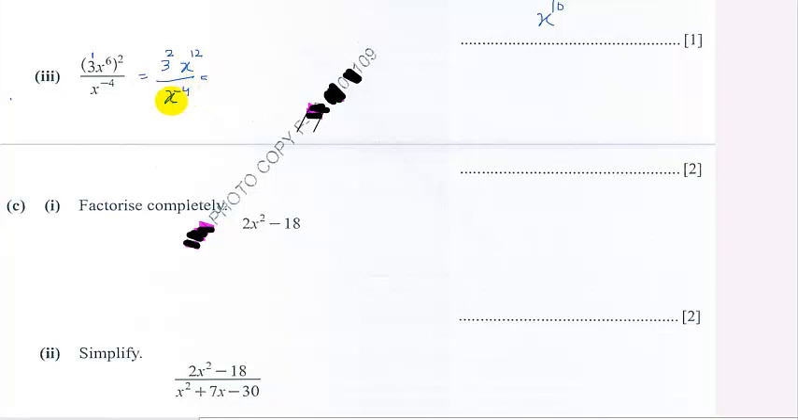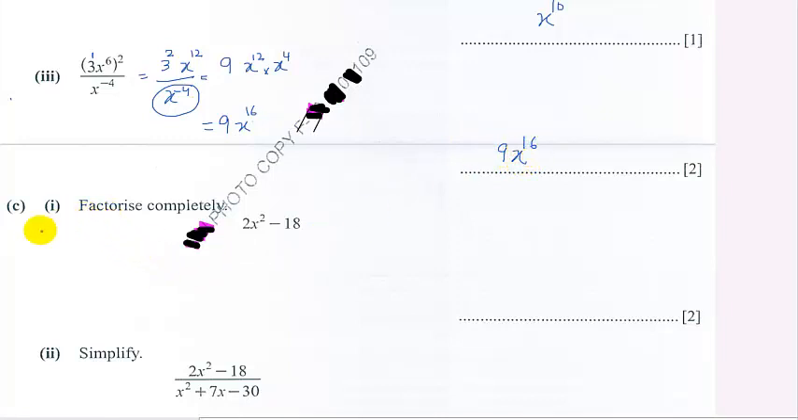If the power is negative, bring it up. So this 3 power 2 is 9, x power 12. Because this is a negative power, we will bring it up, it will become positive 4. Now because there is a multiplication sign between them and the base is the same, add the powers. So 12 plus 4, 16. So it is 9x power 16.